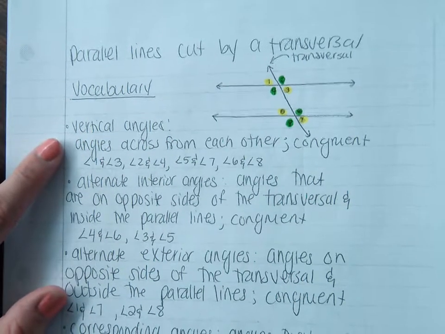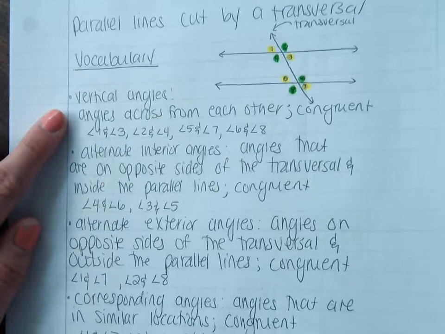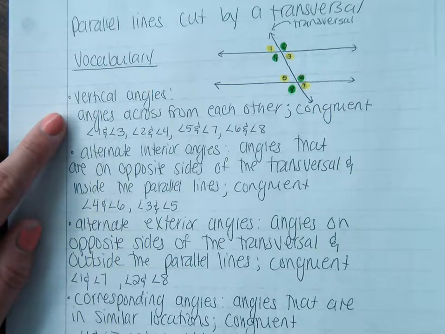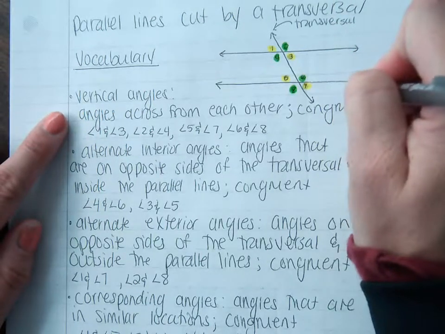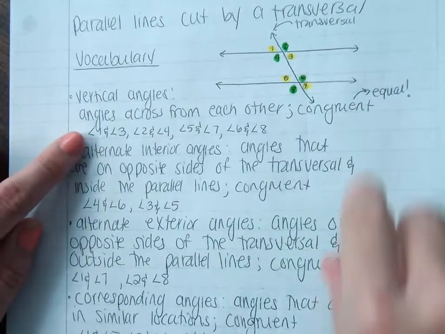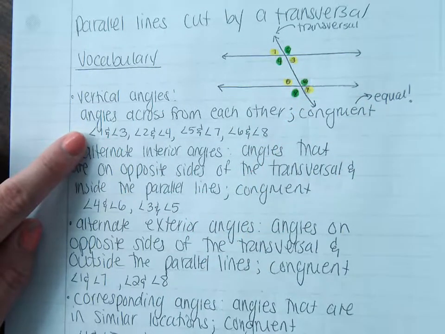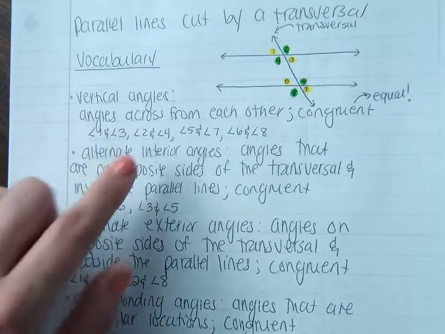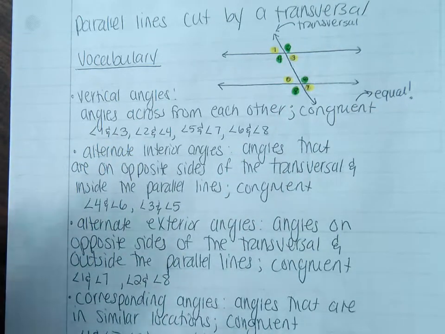So, our first vocabulary word, and I want you to write all of these vocabulary words down, is vertical angles. Vertical angles are across from each other and they are congruent. Remember, congruent means equal. We have angles 1 and 3, 5 and 7. They're all the same color, and they are vertical angles. 2 and 4, 8 and 6 are vertical angles. They are across from each other.